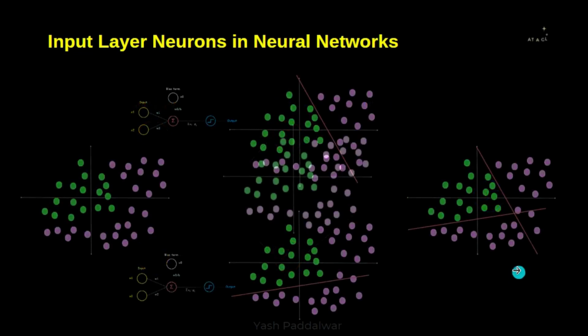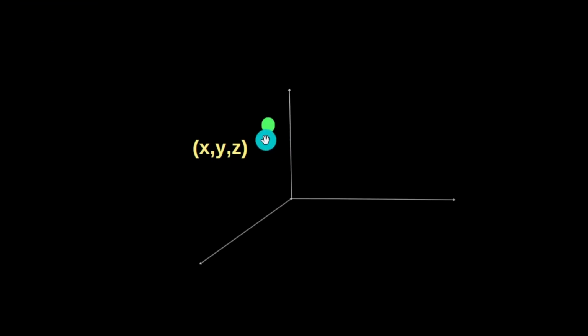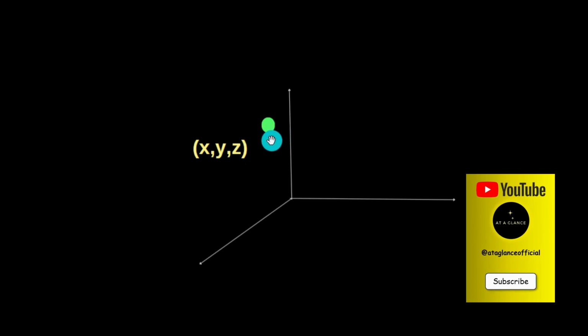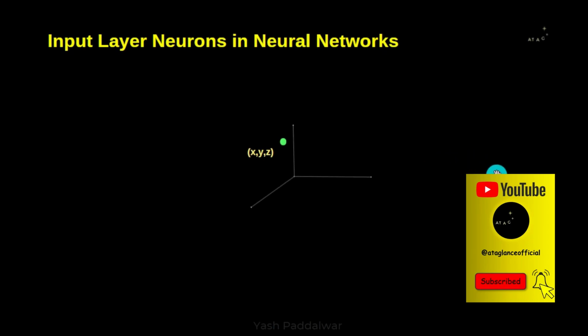Now, if we look at one more example, here you can see that we have this data point, but this data point is oriented in a 3D space. That is, here three coordinates are required to express its identity, that is the x, y, and z. Now, since three coordinates are required to represent this data point, in the multi-layer perceptron architecture there will be three neurons present inside the input layer. So I hope it is clear.